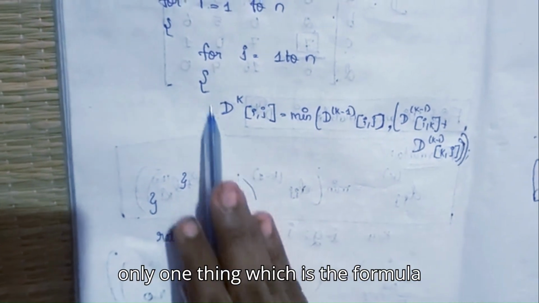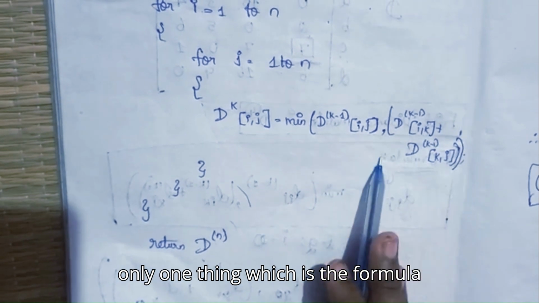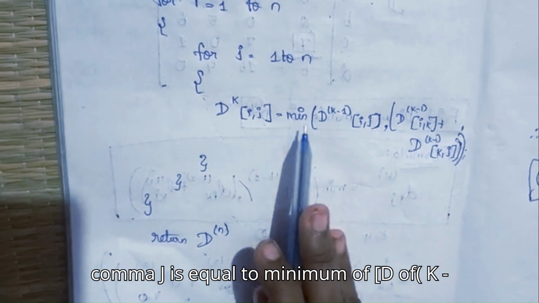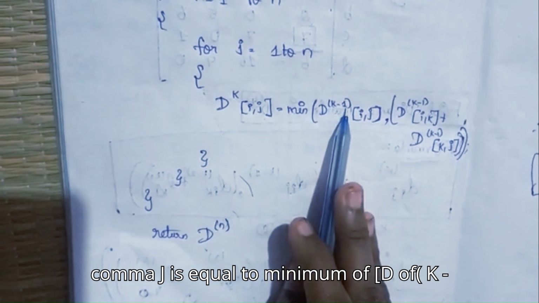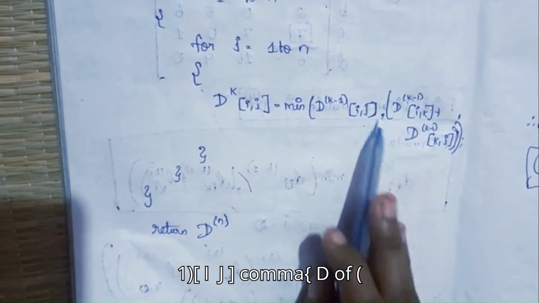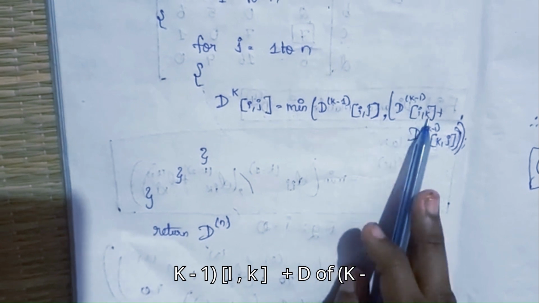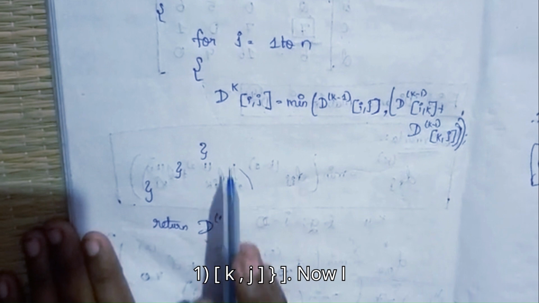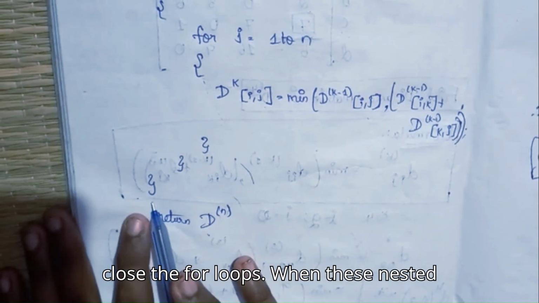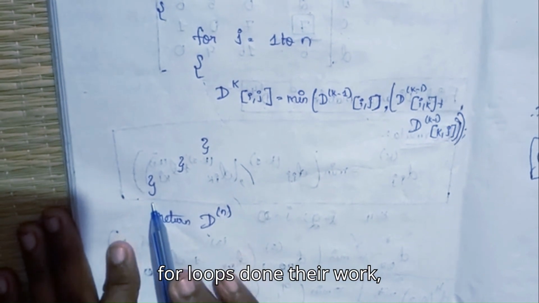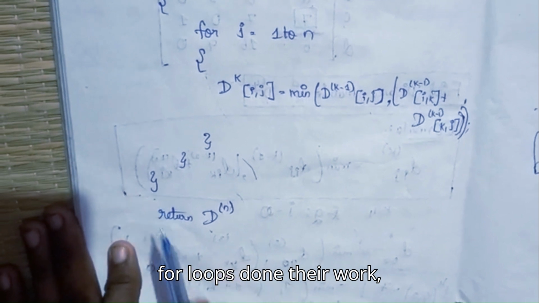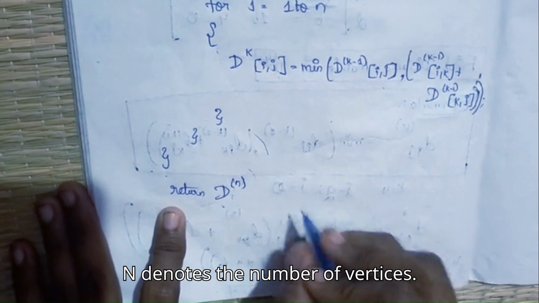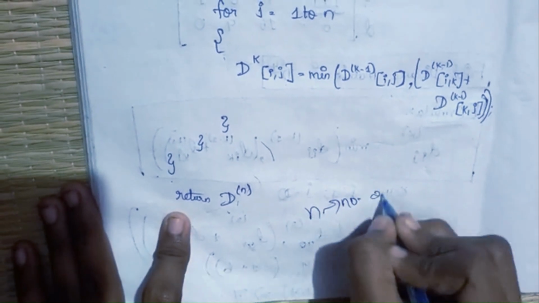Here I will do only one thing, which is the formula. D power k of i comma j is equal to minimum of d of k minus 1's i of j, comma, d of k minus 1's i of k plus d of k minus 1's k of j. Now I close the for loops. When these nested for loops have done their work, I will return d of n. Here n denotes the number of vertices.